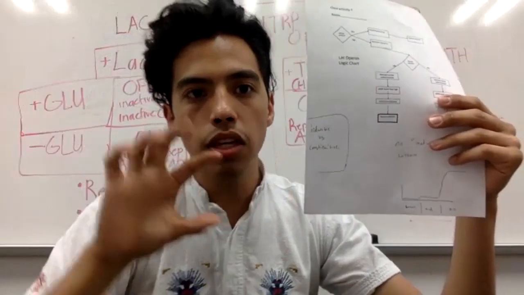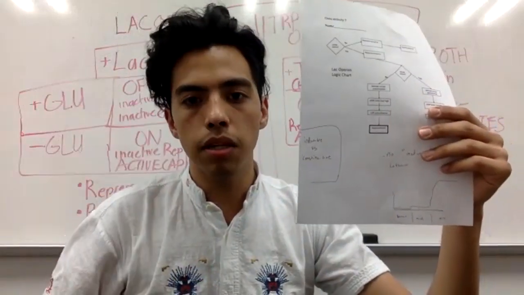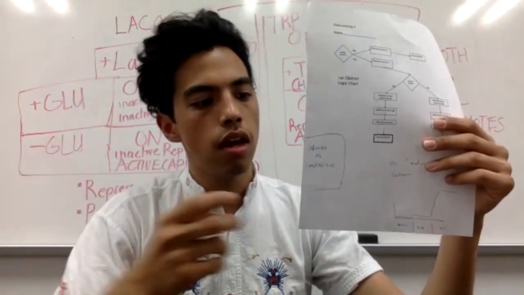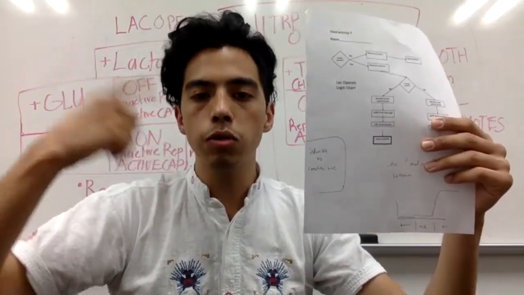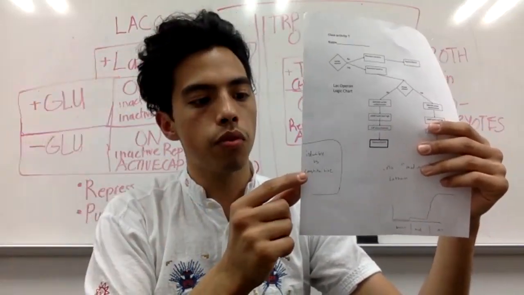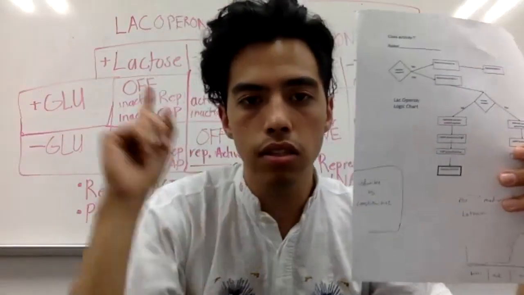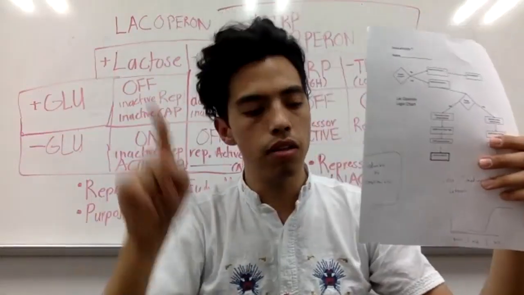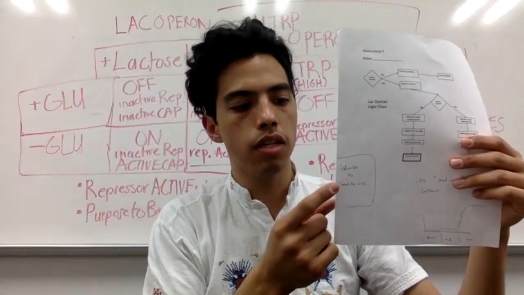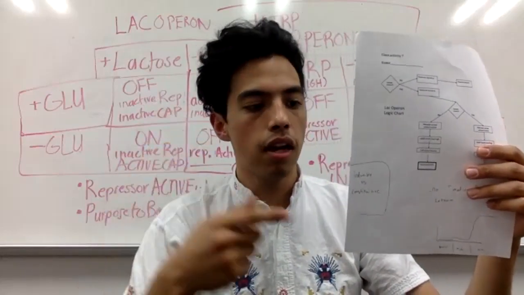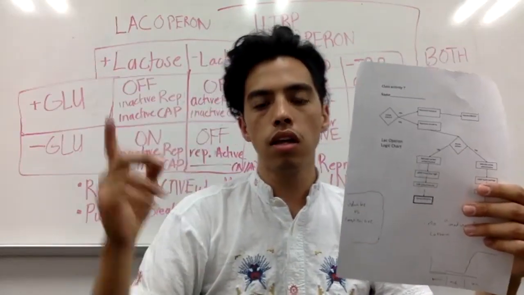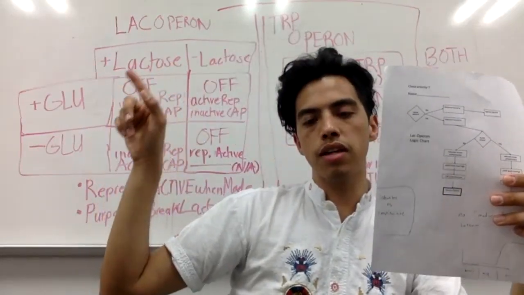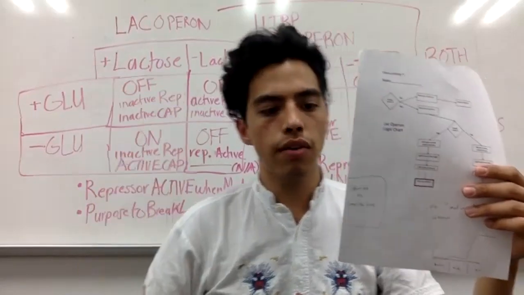So inducible means that you can induce something to be on or off, while constitutive means it's always being done. So an example for constitutive in the context of operons is a repressor, because the repressor is being made all the time. Now, is the repressor active or inactive? Well, that depends on the scenarios that we have, right? Lactose present, glucose present, stuff like that.